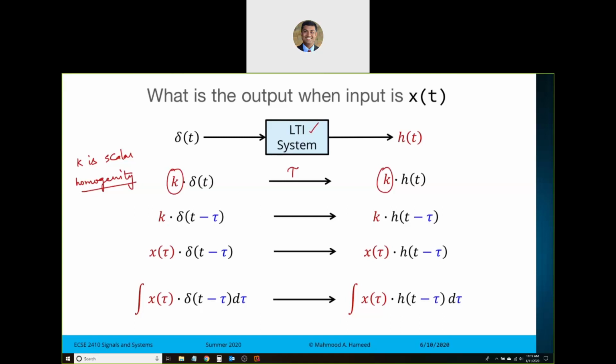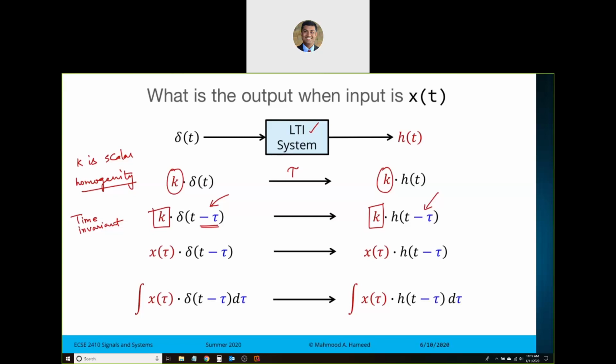How about when we delay, I should say shift? When I multiplied by k, I multiply by k. And because our system is time invariant, when I shift by tau, I also shift the output by tau, because the system is time invariant.